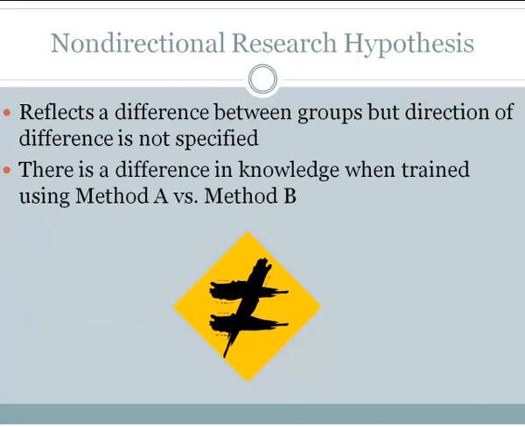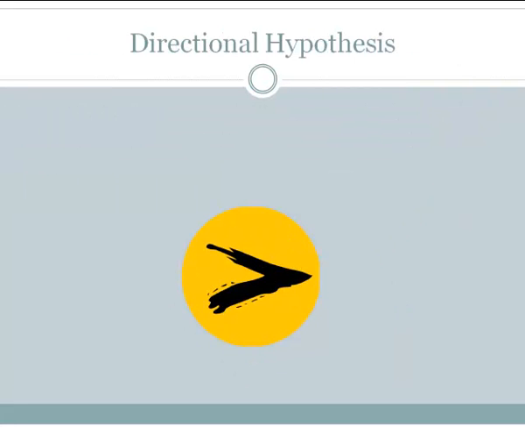So if we look at an example here, there is a difference in knowledge when trained using method A versus method B. And so again, you can see I'm saying that there is a difference. I'm just not saying in which direction. I'm not saying method A is better than method B, and I'm not saying method B is better than method A. I'll just say that they are different. So if you take a moment, you can think probably very quickly, how do you change a null to a non-directional research hypothesis? The last type of hypothesis is a directional hypothesis.